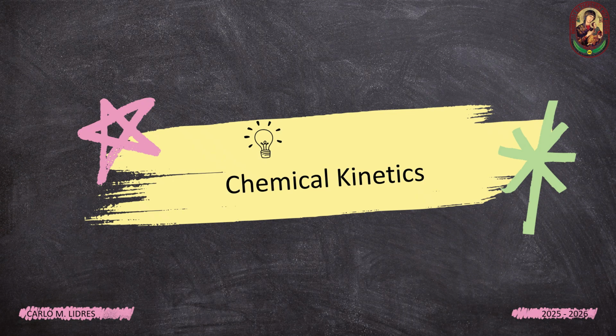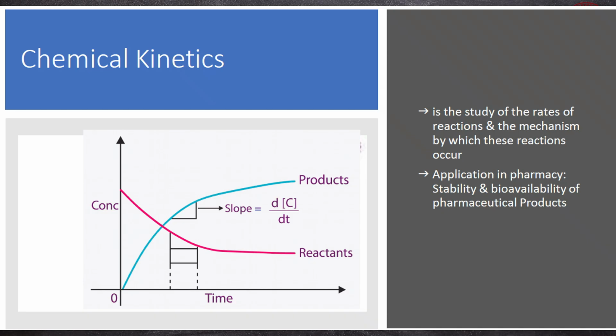Our last topic is chemical kinetics. Now we move on to chemical kinetics, one of the most important topics in physical pharmacy. In simple terms, chemical kinetics is the study of how fast a reaction occurs and how it happens. It focuses on the rate of reaction, how quickly reactants are converted into products, and the mechanism, or the step-by-step pathway that the molecules follow during this process.